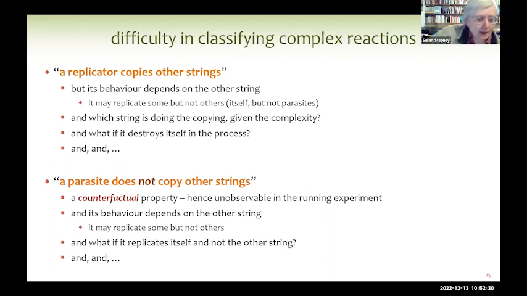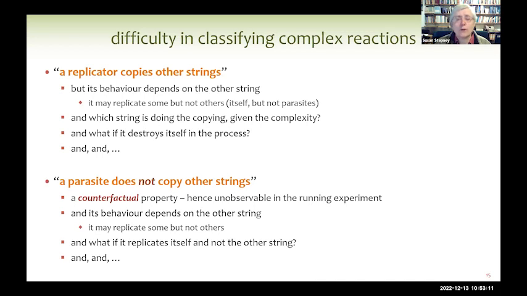So, as I said, it gets quite complicated, and we quite happily talk about replicators and parasites, but it's a bit difficult to classify these once the reactions get more complex. So we started off with the definition of a replicator is it simply is something that copies other strings. But as we've seen in some of these examples, its behavior depends on the other string. It may replicate some strings, but not others. For example, it may replicate its copy of itself, but not a parasite if it's evolved a defense against that parasite.